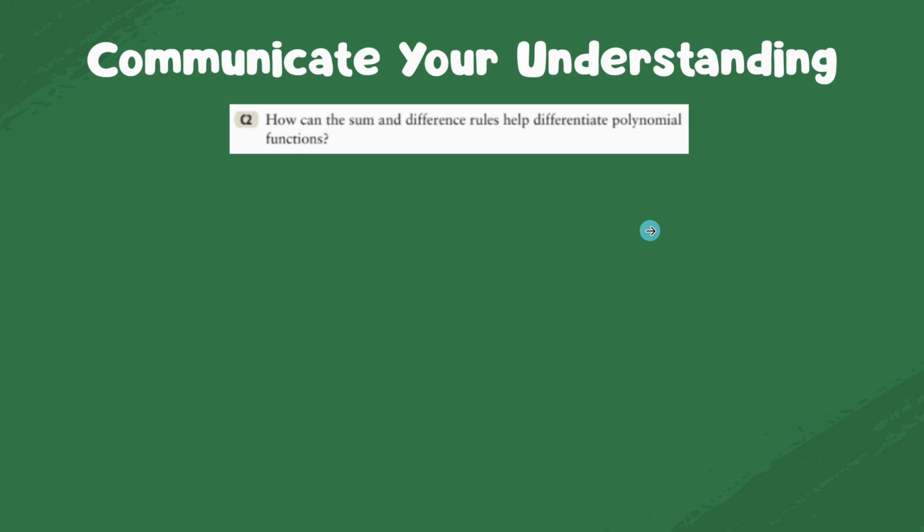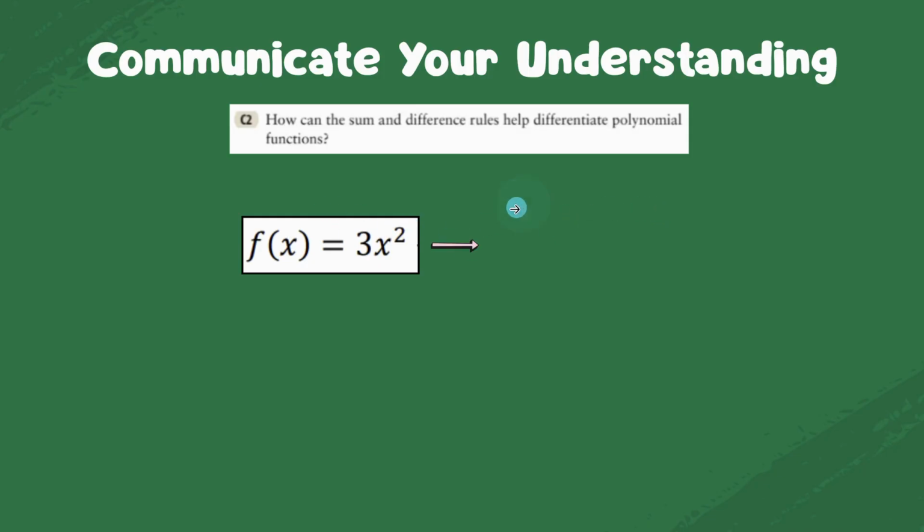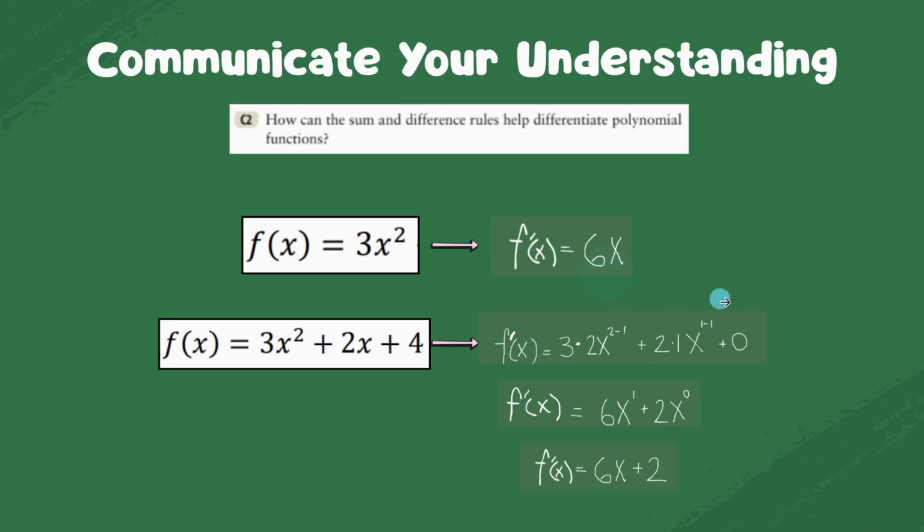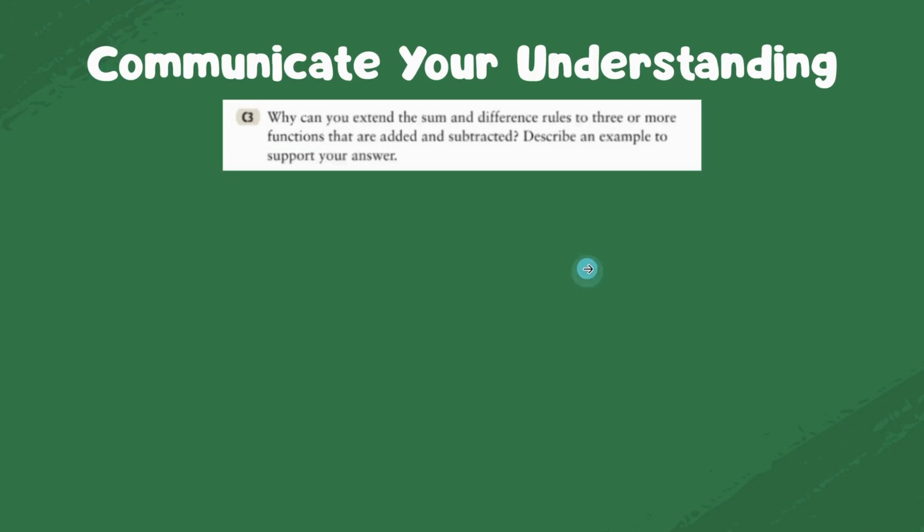How can the sum and difference rules help differentiate polynomial functions? So f of x equals 3x squared. This is a normal question. We just derive this normally. But what if it's a longer question like this one? Then in this case, we'll have to derive each term separately, then just add it at the end. And that's how it helps us differentiate polynomial functions.